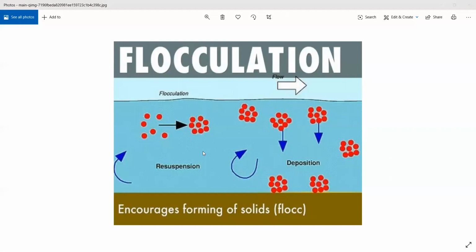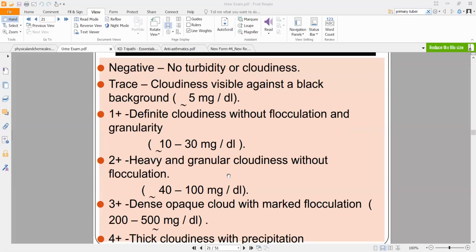Now, generally, if you agitate the solution, meaning you take the solution and shake it vigorously, you will be distributing the particles back again evenly and uniformly into the whole solution. I hope you understand what flocculation is now. If you're not understanding anything, please let me know. So, what is the importance of flocculation?